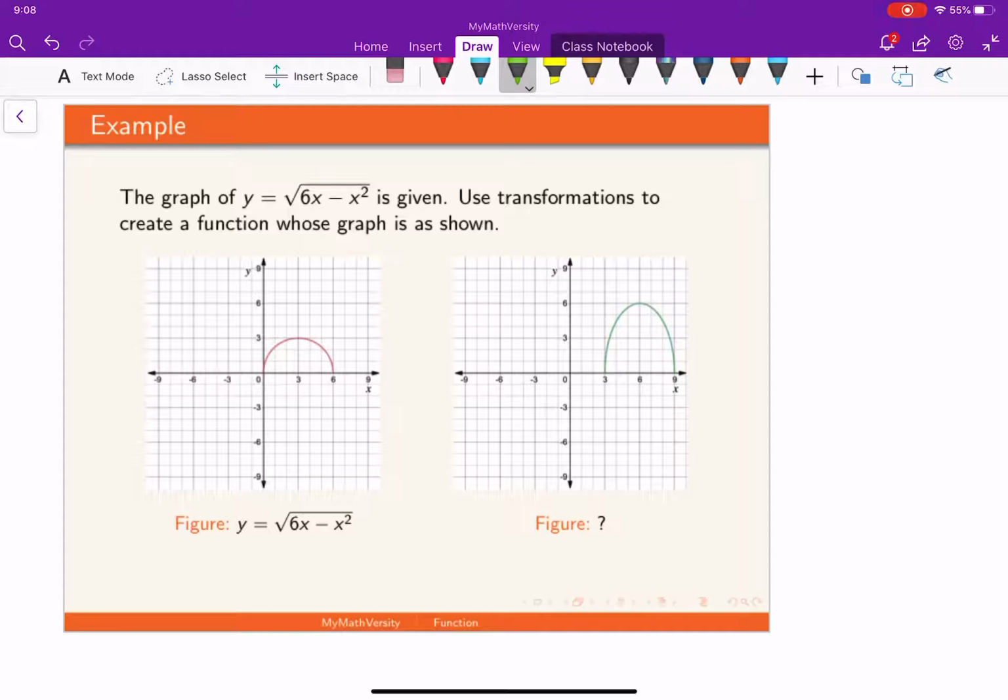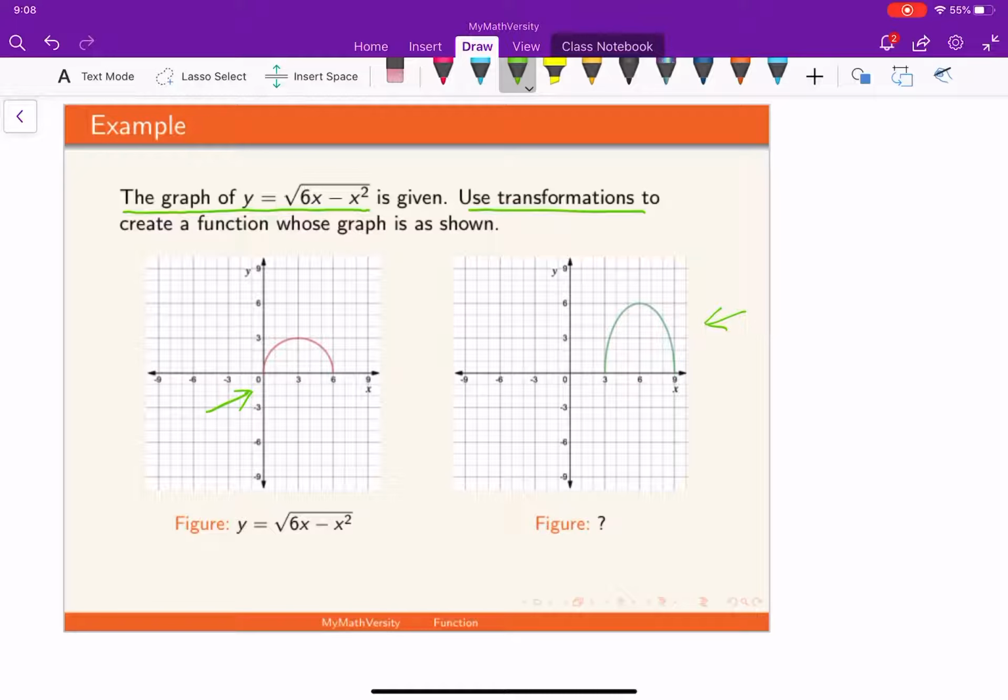In this example, we have been given the graph of the function y equals the square root of 6x minus x squared. The graph of that function is given here. It looks like a semicircle kind of shape. And our goal here is to use transformations to create a function whose graph is as shown, and I think that's what this graph over here is about.